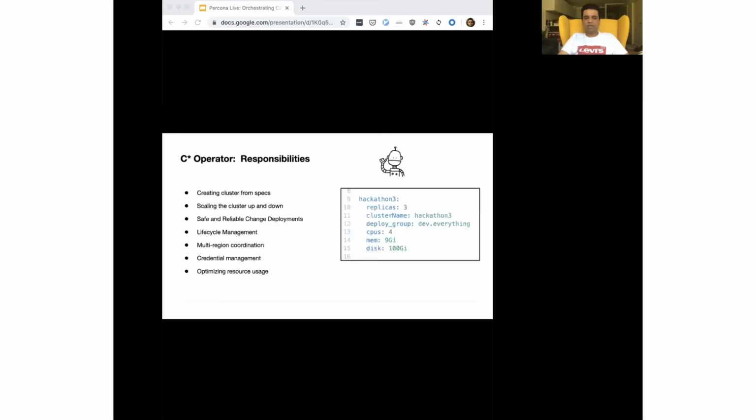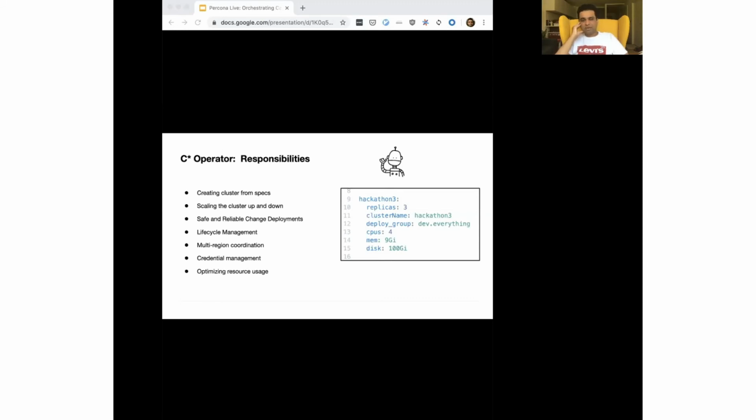In terms of responsibilities, in short, it creates cluster from the specifications. The specification looks like that on the right-hand side. I'll show another specification soon. It provides us the way to scale the cluster up and down from the Git specs. It provides safe and, very importantly, reliable change deployments. Remember, these deployments happen all the time, so it's very important that they need to be safe and reliable.